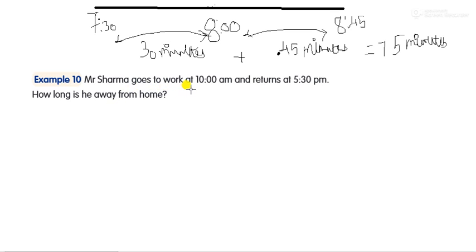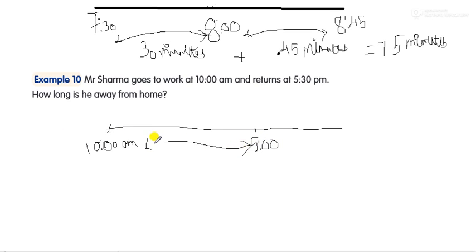Here, Mr. Sharma goes to work at 8:10 a.m. and returns at 5:30 p.m. How long is he away from the house? So here he goes to work at 10 a.m. 10 to 5, now count the difference. How many hours difference here? 10 to 11, 11 to 12, 12 to 1, 1 to 2, 2 to 3, 3 to 4, 4 to 5. It's a 7 hours difference.